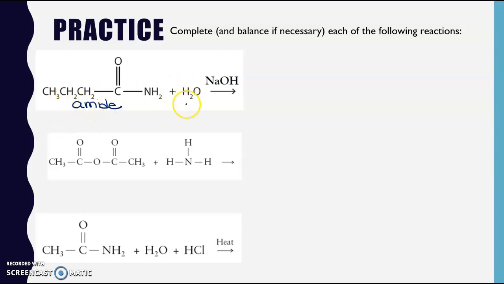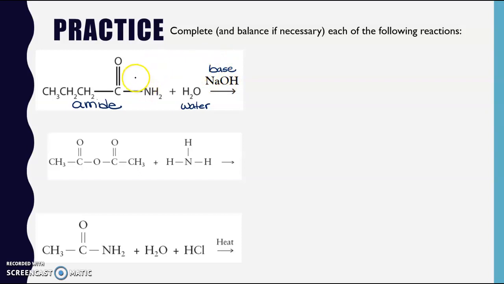So I have an amide and water, right? And then I recognize sodium hydroxide here as a base. This helps me identify what I'm supposed to do here because I know that amides can be hydrolyzed, which means to break with water, under acidic or basic conditions. So I have a better idea now of what I should be doing. I'm going to break this amide under acidic conditions.